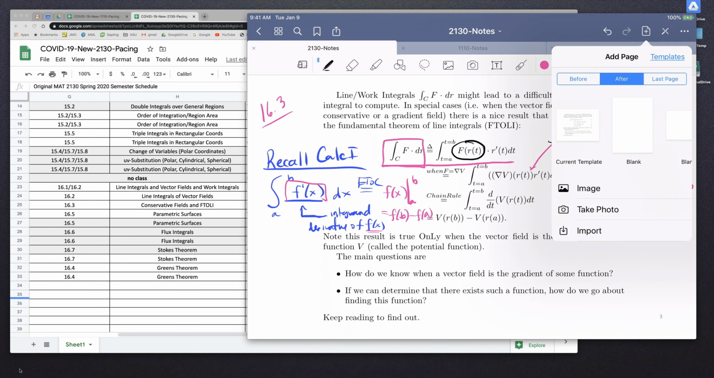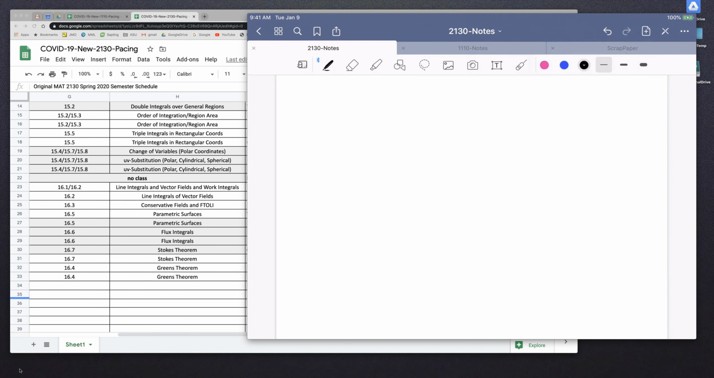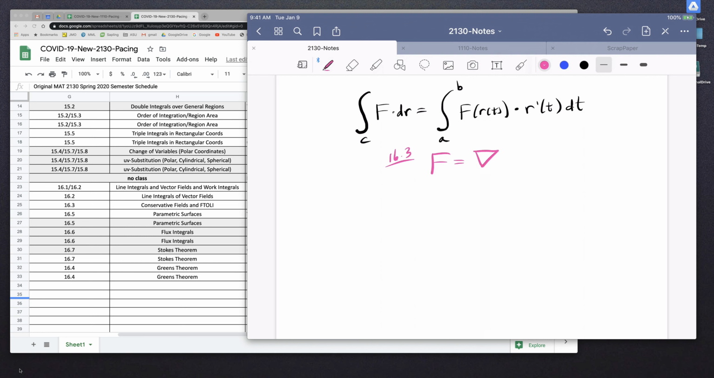Okay, so let's add a blank page. So again, we are considering a line integral of a vector field. We're integrating from a to b along the curve the vector field along the curve dotted with the direction vector of the curve, dt. But the question is, since this is section 16.3, what if this vector field is the derivative of some function v? Sometimes you'll see the derivative of the function phi.